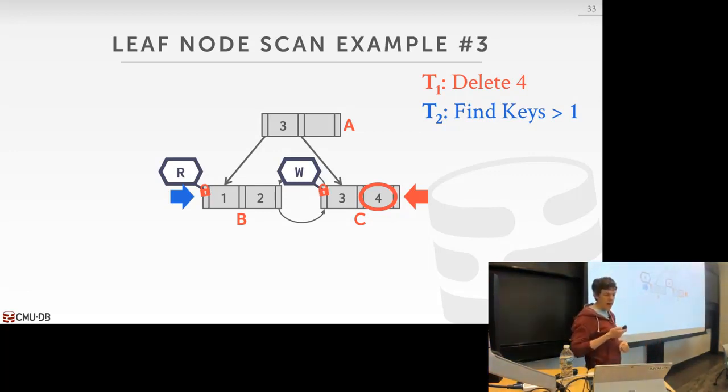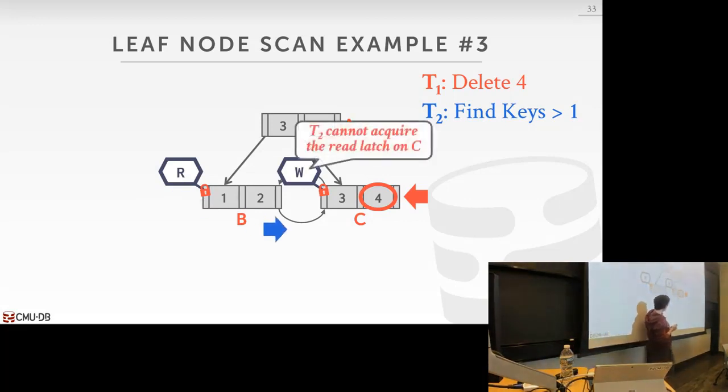Now let's say that T2 wants to scan across because it's finding all keys greater than one. Before it can jump into C, it has to get the read latch on C. But it can't do that, because the first thread has the write latch on this node. So what should happen? What's that? He says it should wait. What else could we do? There are three choices. We could wait, and again, think of that while loop, we just spin in that. We could kill ourselves and just restart the operation. Or we could be like a gangster and try to take over here: shoot it in the head, take its wallet, take its latch, and then take over.